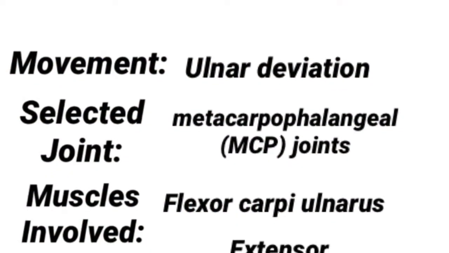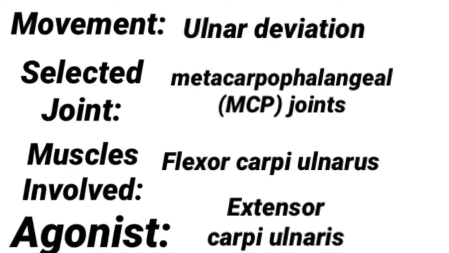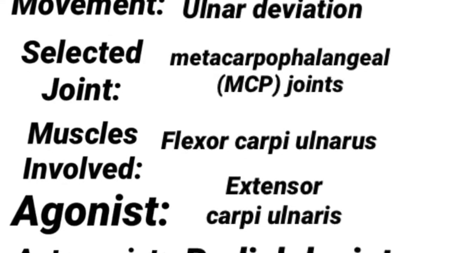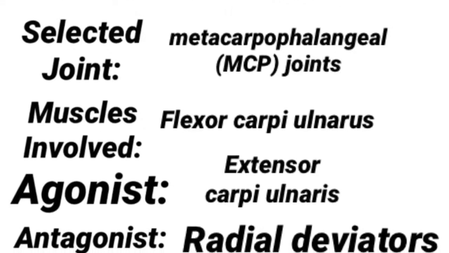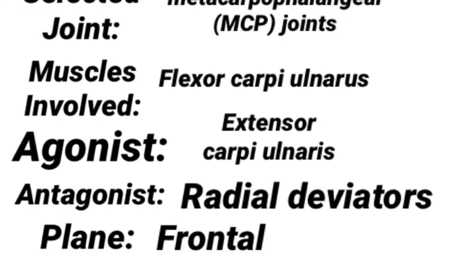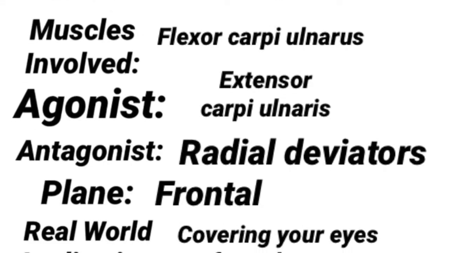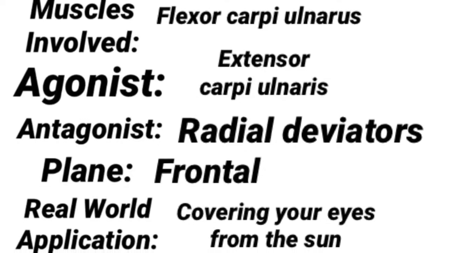Our 16th movement is the ulnar deviation. The selected joint is the metacarpophalangeal joints. The muscles involved are the flexor carpi ulnaris, and the agonist is the extensor carpi ulnaris. The antagonists are the radial deviators, and this movement takes place in the frontal plane. A real-world application will be covering your eyes from the sun.